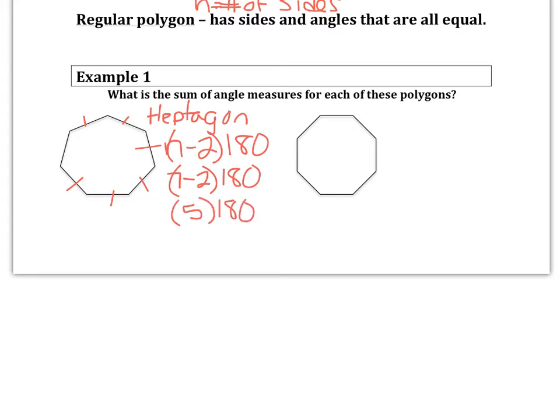And then 5 times 180, which is 900 degrees. So what that tells me is the sum of all of the angles in a heptagon is 900 degrees.